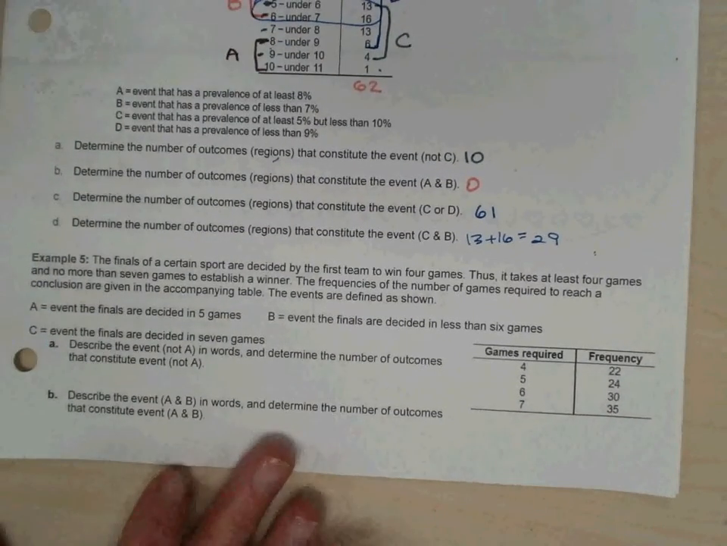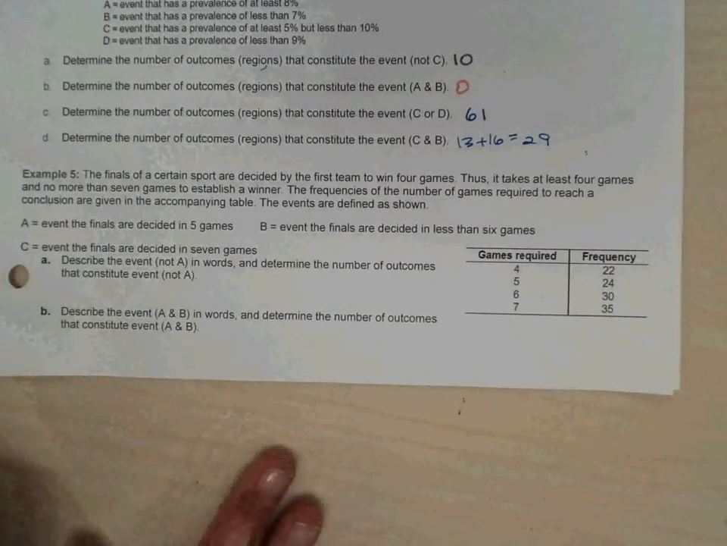Great. Last one. Here we have the finals of a certain sport are decided by the first team to win 4 games. Thus, it takes at least 4 games and no more than 7 games to establish a winner.